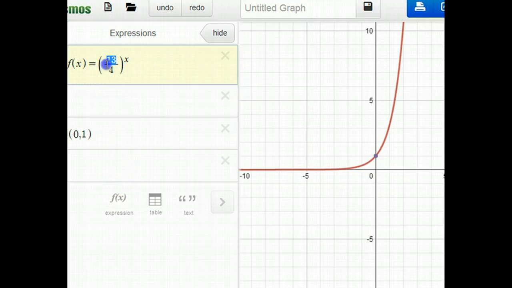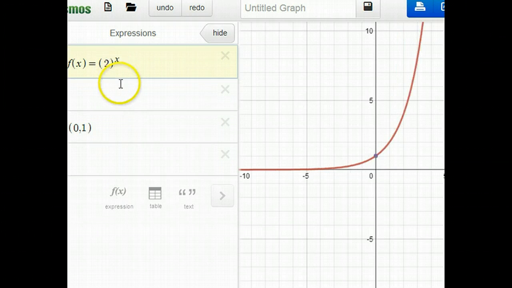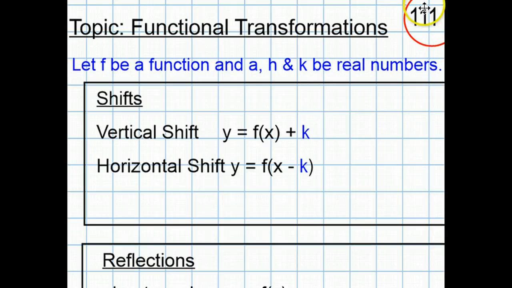So now let's take a look at what happens when we do some transformations to this basic function. And I'm going to change the base to 2, a nice lovely whole number, so we don't have an issue. If you recall, on page 111 last semester, we talked about the different types of functional transformations, and we carry that over into this semester.